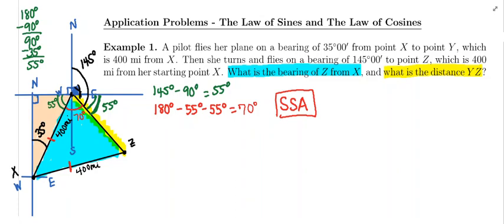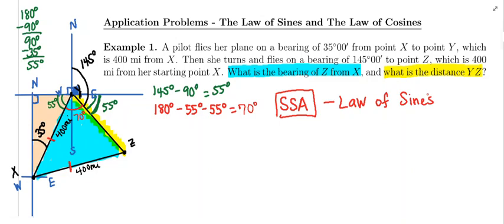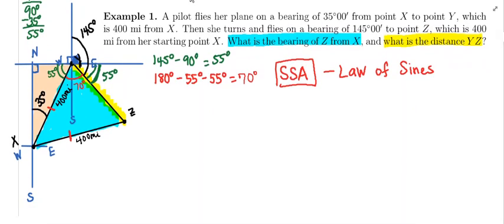All right, so since we have identified this as side side angle, that means you need to use the law of sines. Remember, what do you need to remember? Side angle side and side side side, that's when you use law of cosines. Everything else is going to be law of sines. So you can go back and review on page 2.